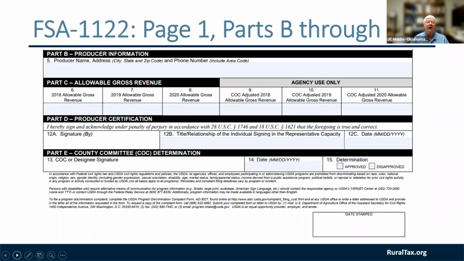Then on box 8, the 2020, that's the pandemic year. Again, allowable gross revenue. So it's important to remember, we're not taking into consideration expenses. So in our example, we're going to be using 19 as our benchmark. And again, 2020 will be the pandemic year.